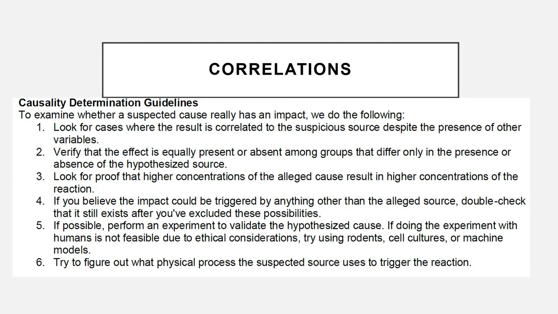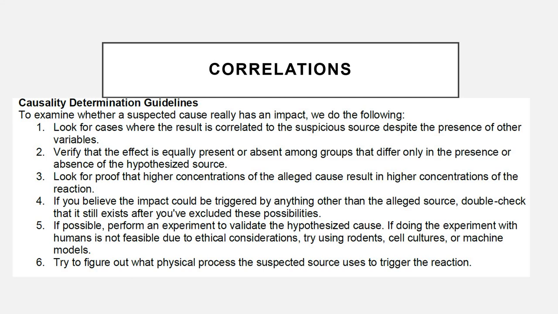So, causality determination guidelines to examine whether a suspected cause really has an impact. We do the following. First, we look for cases where the result is correlated to the suspicious source despite the presence of other variables. And the verified effect is equally present or absent among groups that differ only in the presence or absence of the hypothesized source. We look for proof that higher concentrations of the alleged cause result in higher concentrations of the reaction. If you believe the impact could be triggered by anything other than the alleged source, double check that it still exists after you've excluded these possibilities.